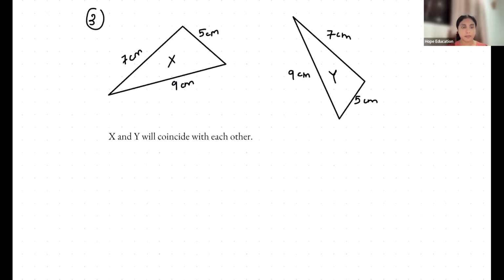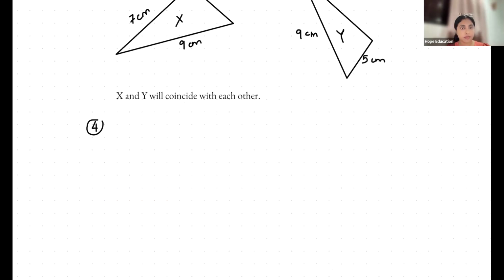Last example. I'm sorry, let me silence my phone.